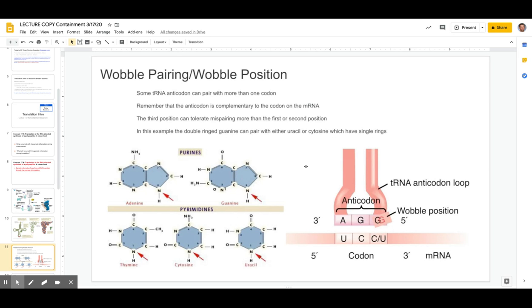So let's talk about wobbling. The codon-anticodon relationship is, like many relationships, complicated but flexible. If one tRNA variety existed for each mRNA codon specifying an amino acid, there would be 61 different tRNAs, but there's only 45. So what does this mean? Some tRNAs must be able to bind to more than one codon.